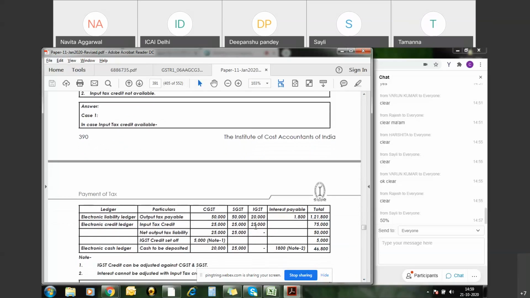As soon as we place the ITC amount, we come to the result. So what is the net liability under central? Still there is a liability of 25,000. Under state there is again a liability of 25,000. But under IGST, integrated, you are left with unutilized ITC of 5,000. Clear, students? Till now? Okay.